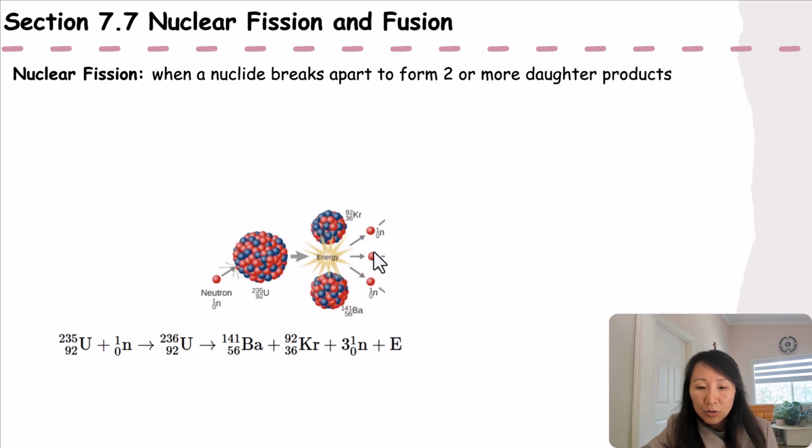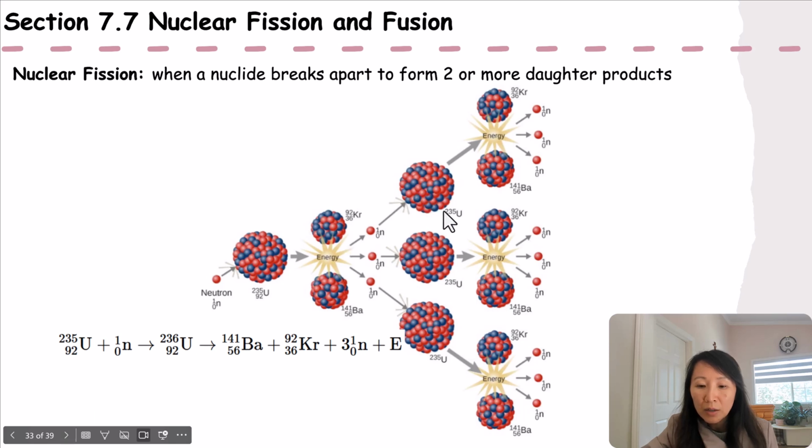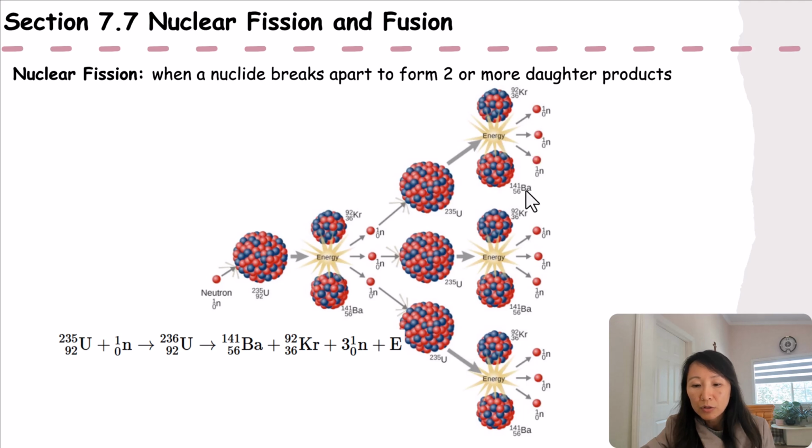Now, these neutrons have their own velocities, and what happens is they get triggered, and if there's uranium next to them, they'll also cause another uranium to go through fission. Meaning that it will also break into krypton and barium, and release 3 neutrons. So you can see how one neutron has an exponential effect as it goes.